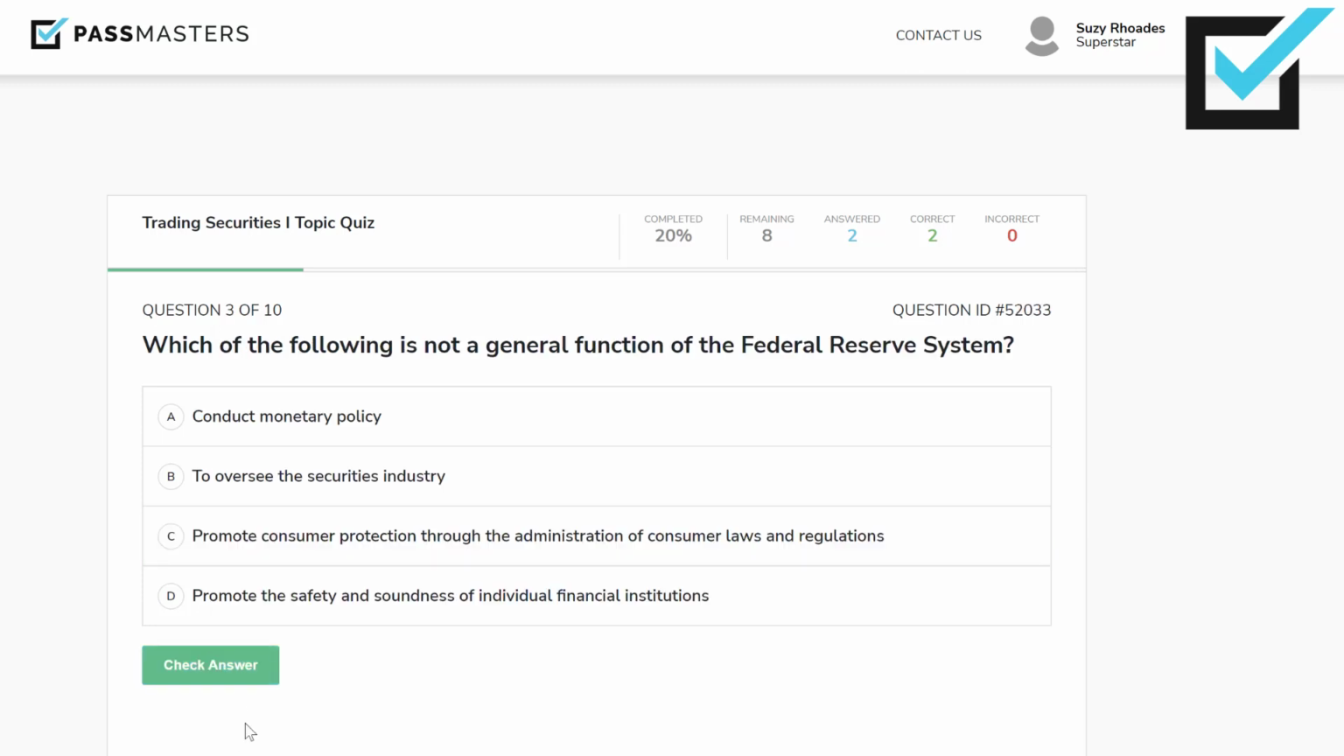Which of the following is not a general function of the Federal Reserve System? Conduct monetary policy. They do that. To oversee the securities industry, promote consumer protection through the administration of consumer laws and regulation, promote the safety and soundness of individual financial institutions. Those are all true except for to oversee the securities industry. That is the job of the Securities and Exchange Commission, the SEC.